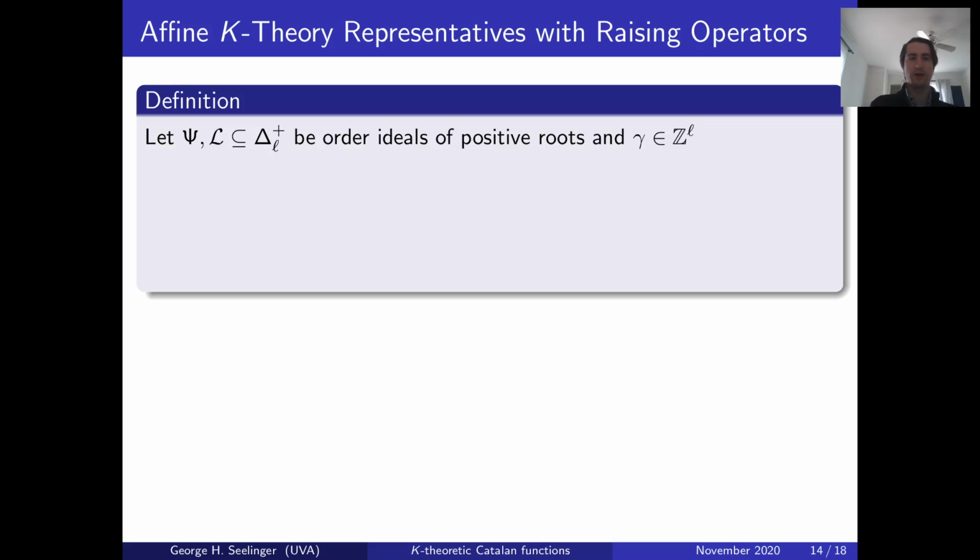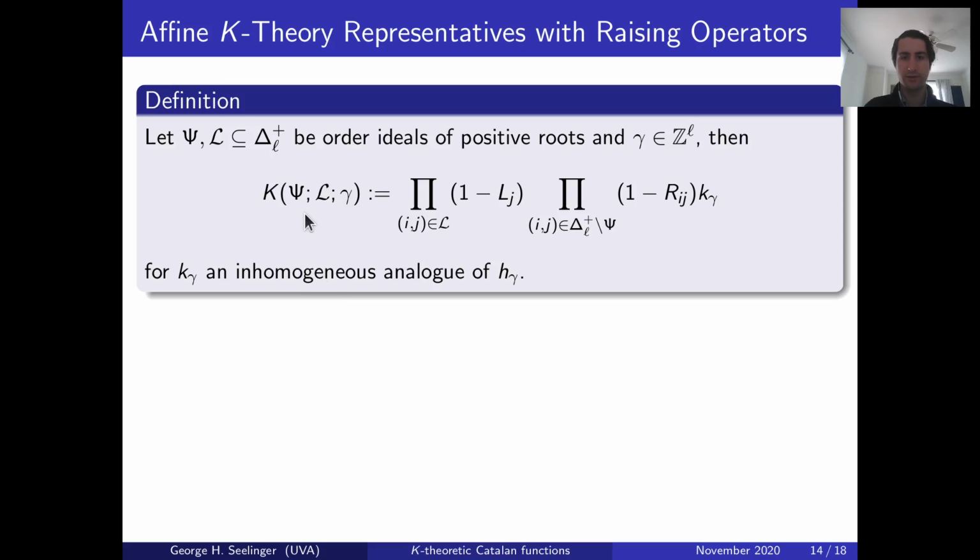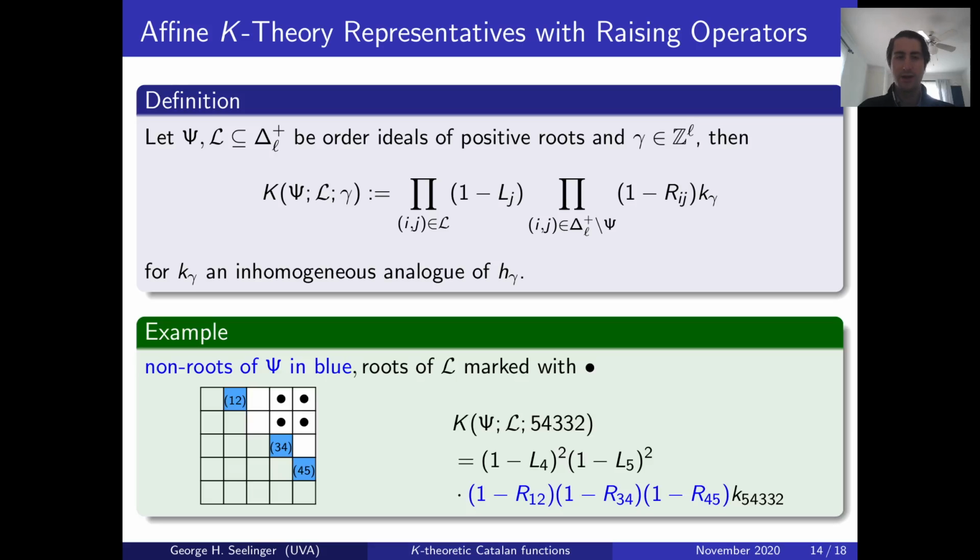So now let's talk about a K-theoretic Catalan function. We're going to need 2 root ideals, not just 1, and an index gamma. And then it turns out we'll have one of these root ideals giving out the raising operators, which is here, and another one giving the lowering operators, and then you have the index for the k, and all of these act on the k, which is once again just some sort of inhomogeneous analog to the h's. And so they might look like this as just an example.